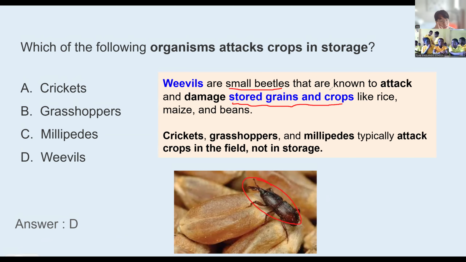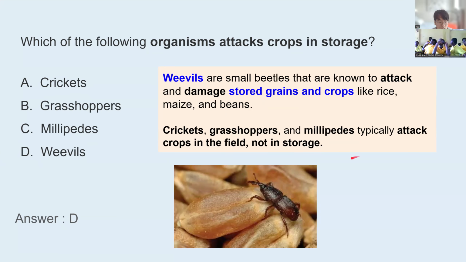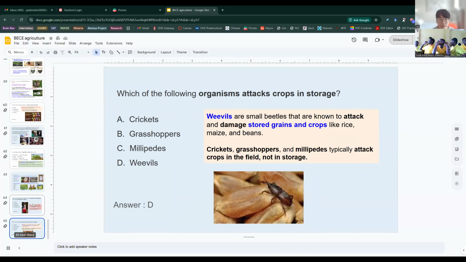Things like crickets, grasshoppers, and millipedes do attack crops, but they usually attack the crops that are in the field, not in storage. The question asks which organism attacks crops in storage, and weevils do that. Okay, great. That was the end of our BECE agriculture chapter.